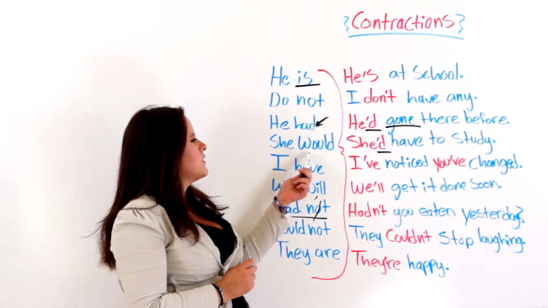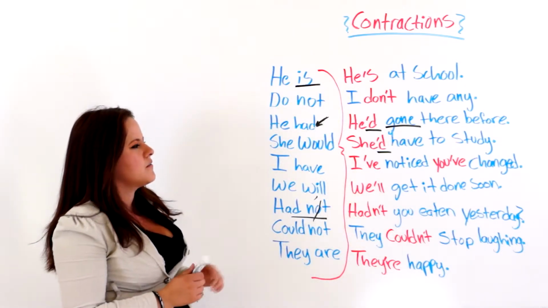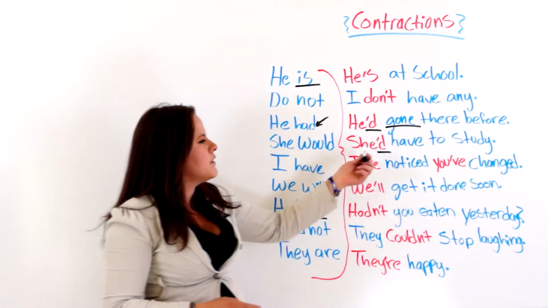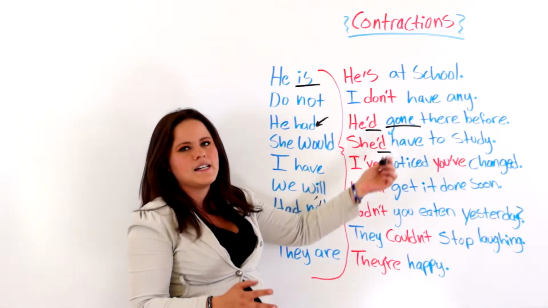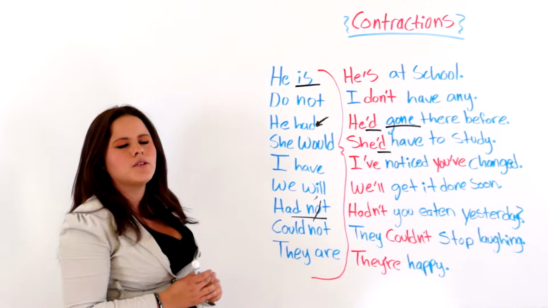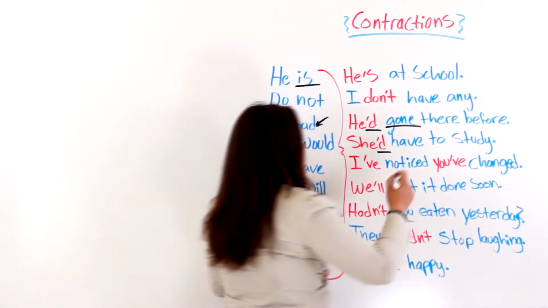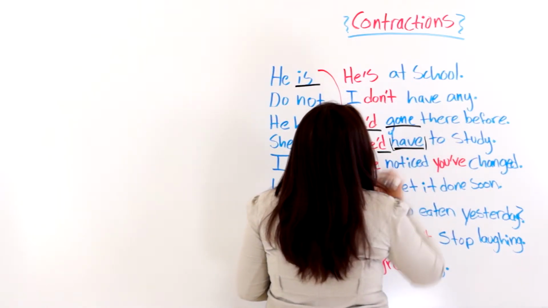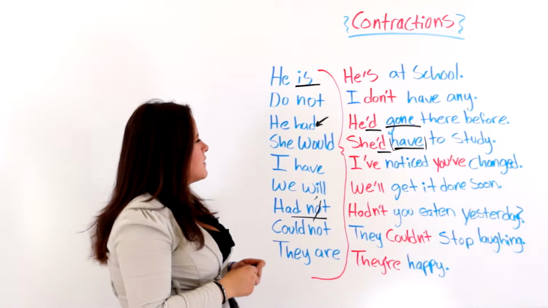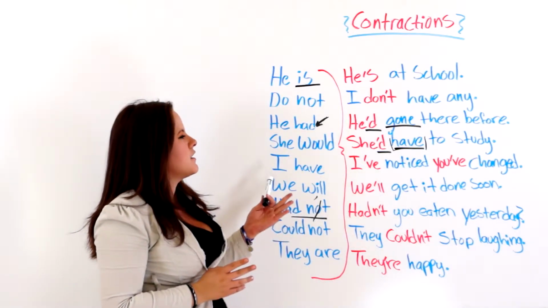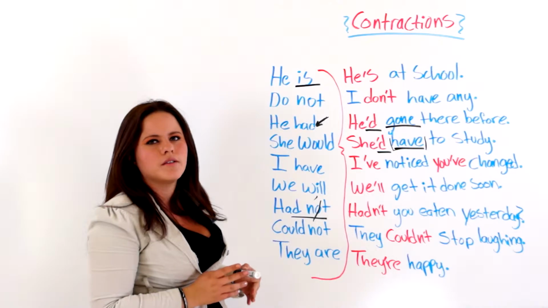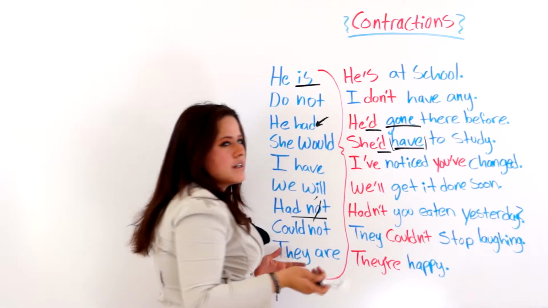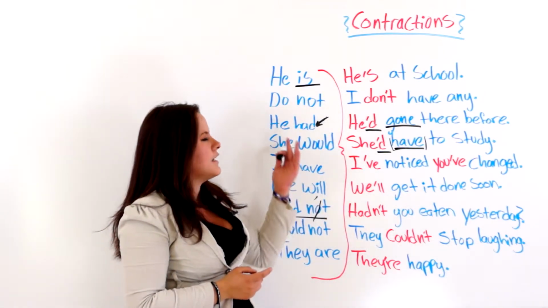The next one, she would. She'd have to study. For example, if she failed the test, she'd have to study. How do we know here that it's not would? I mean, that it's not had, but it's would. How do you know that? Because this verb here is not in past participle, right? If it were had, it would say she had had to study, right? It would be in past participle, but it's not. It's in present tense. So that way you know that it's would and not had, all right?